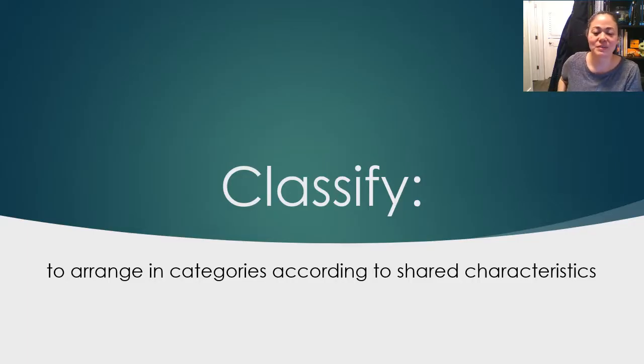Now, let's just talk about what it means to classify. A definition is to arrange in categories according to shared characteristics. So we're thinking about groupings, right? Different groupings, and we usually put things together that have shared characteristics or things in common.